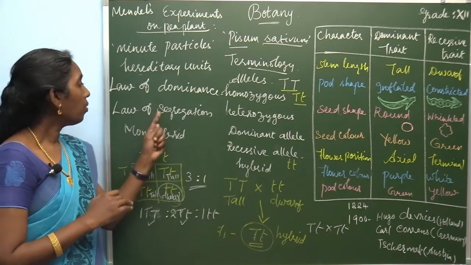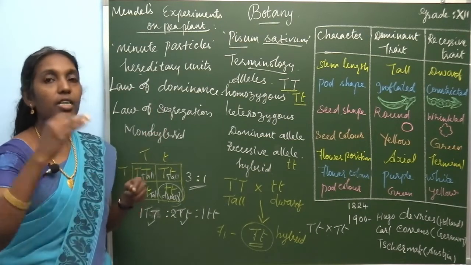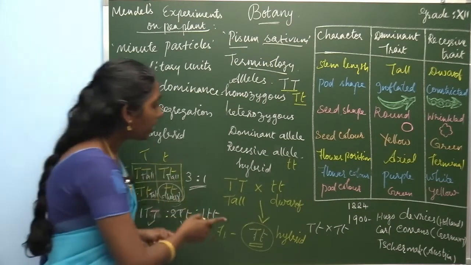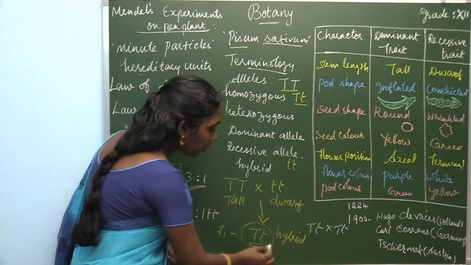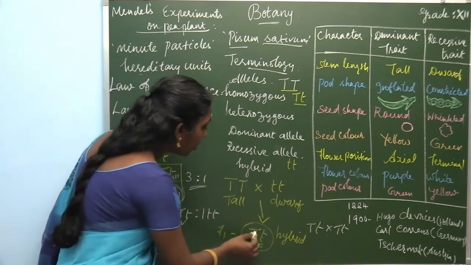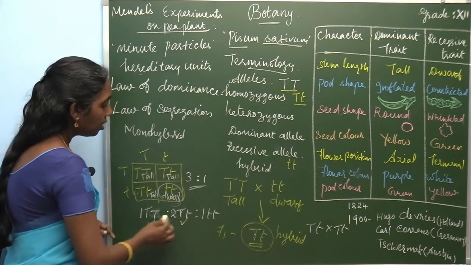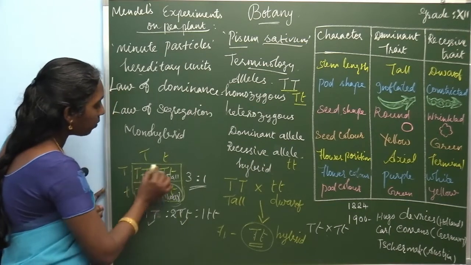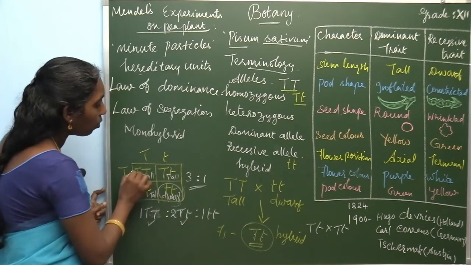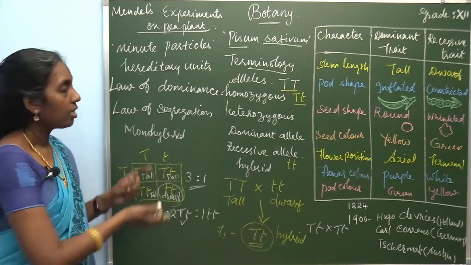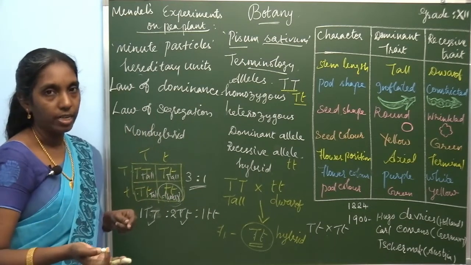So according to dominance, in the F1 generation, one character will express, that is dominant. Capital T small t is present, but the dominant character will express in the F1 generation, and these two characters, the tall and the dwarf, will express in F2 generation. That is law of dominance.